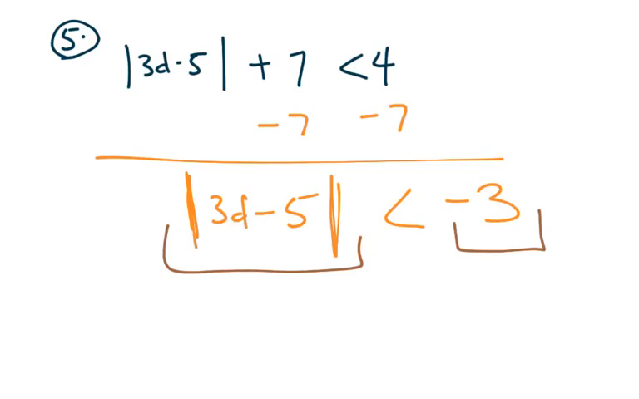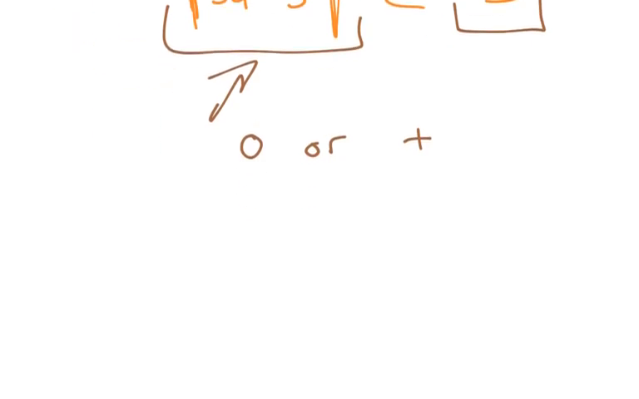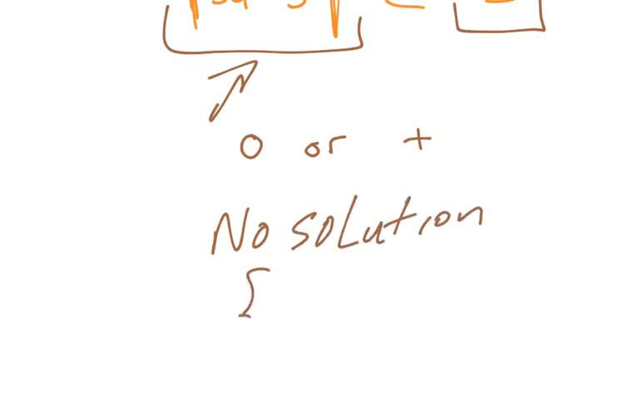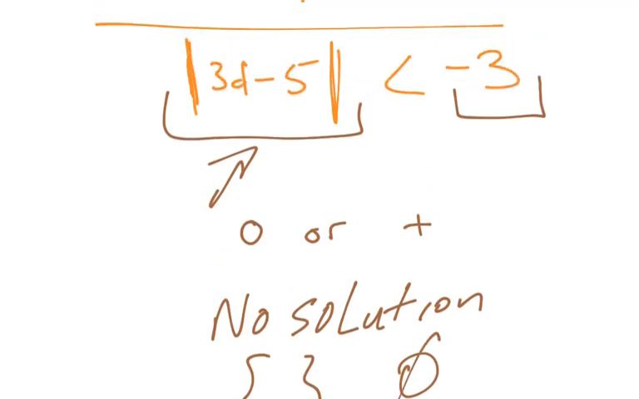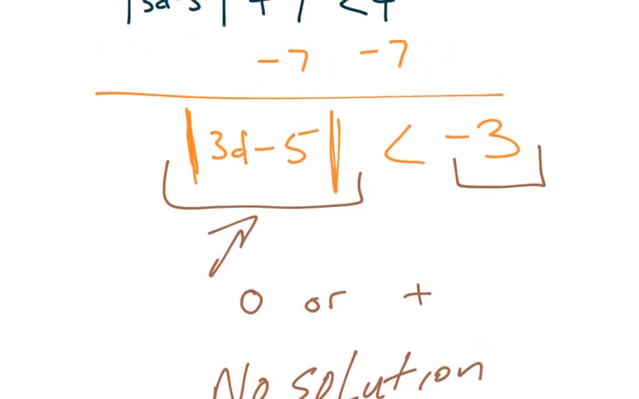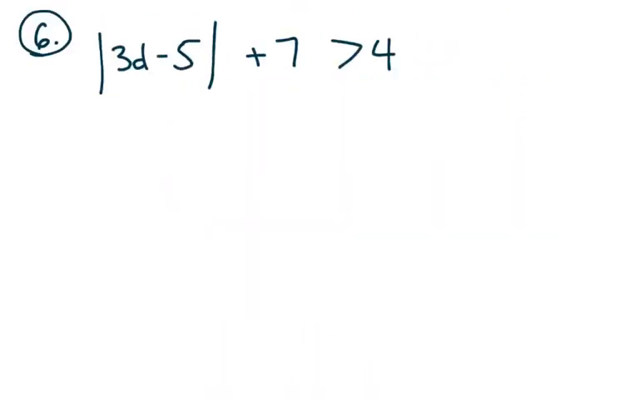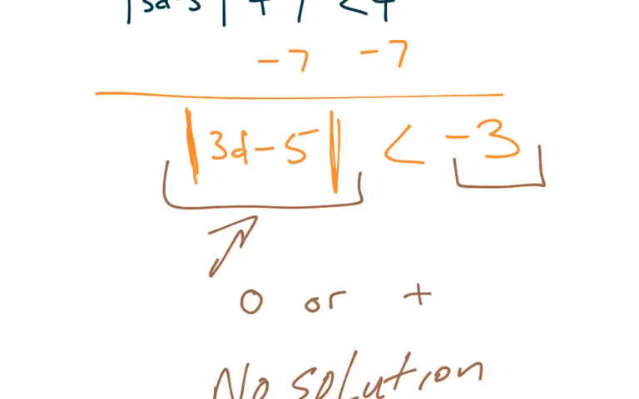And the question is, why doesn't it make sense? It doesn't make sense because absolute values always turn out to be 0 or a positive number. So how can you get a 0 or a positive number that is less than negative 3? It's not possible. This again is no solution, or the empty set. Okay? So just like in the previous section, you have to ask yourself, does it make sense?